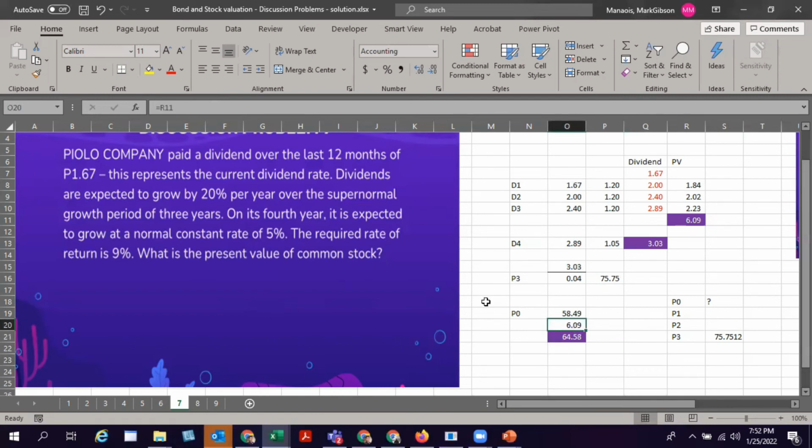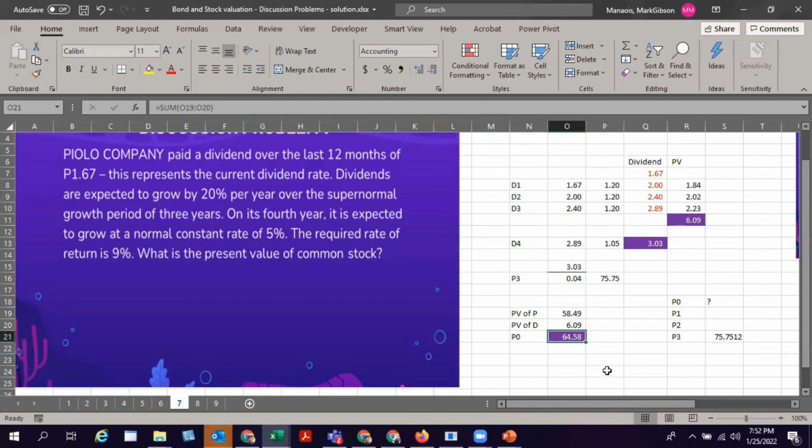So we got the present value of the price. This is the present value of the price. And then of course, we have to get the present value of dividends. In that case, 6.09, which we computed earlier. So get the sum. The price now would be 64.58.